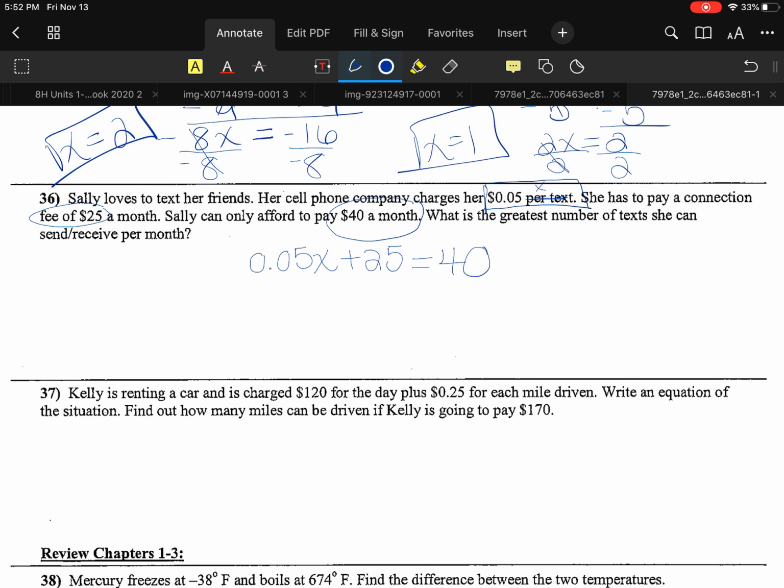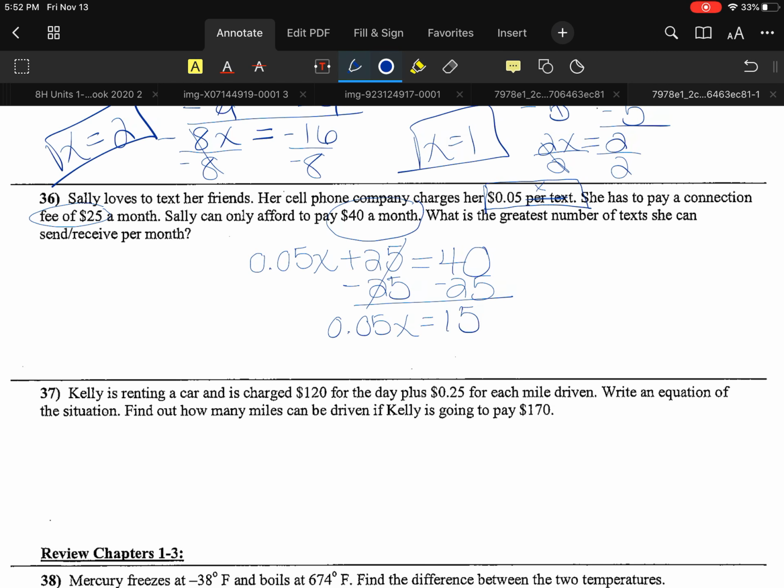That's all I have. The directions did say to write an equation and solve. So if you did get the right answer, that's great, but you have to write an equation and solve it. Subtract 25. So I'm subtracting off the connection fee that I have to pay. This 5 cents per text comes down. 40 minus 25 equals 15.